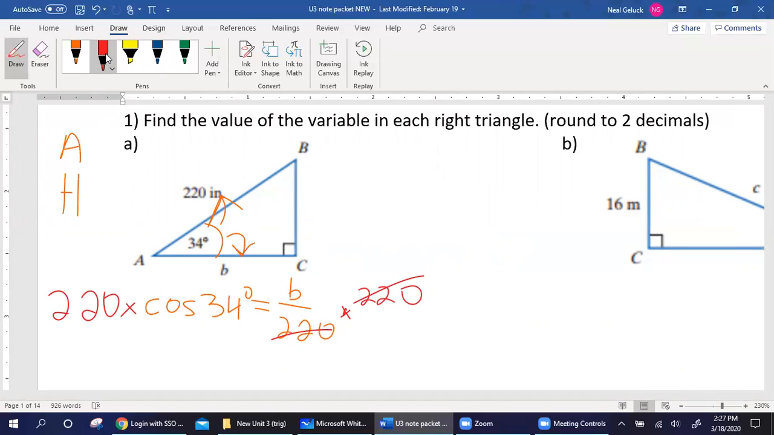Now realize on your calculator, you're going to make sure you are in degrees. Chat with me during office hours. Look it up online if you don't know how to make sure you are in degrees. Chances are your calculator will say D or DEG. If you have a graphing calculator, you'll probably have to go into the mode menu. But you'll multiply 220 times the cosine of 34 degrees, and you should end up with an answer of about 182.39, and that was a side length in inches.